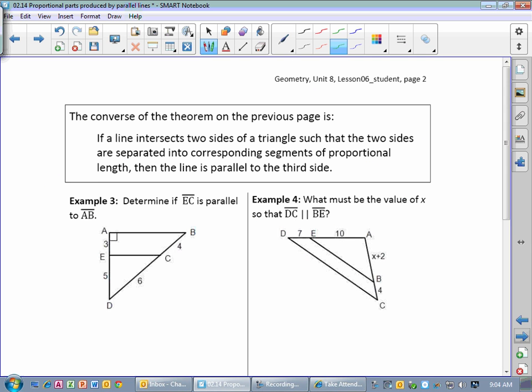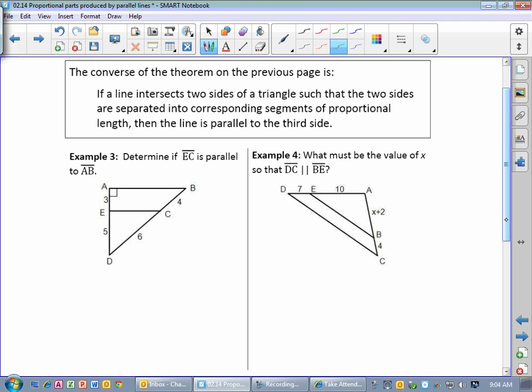Okay. Now the converse of the triangle proportionality theorem would be if a line intersects 2 sides of a triangle so that the 2 sides are separated at corresponding segments of proportional length, then the lines must be parallel. In other words, the theorem said if they're parallel, then the sides are cut into proportional lengths. So the converse would be if it's cut into proportional lengths, then the lines must be parallel. So we can actually use this to show that AB is parallel to EC, or that they're not.